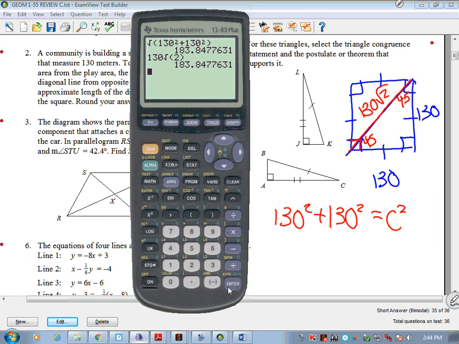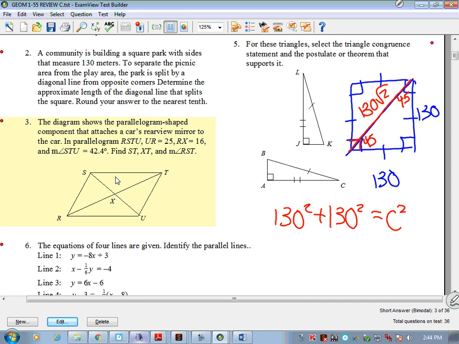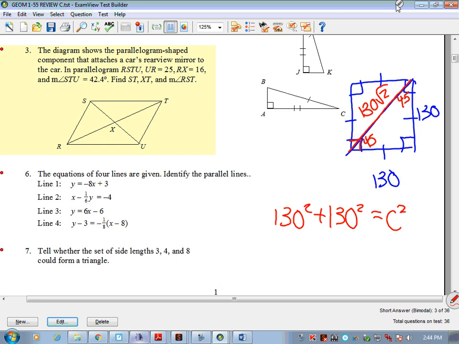So there's more than one way to find the length of that diagonal line. So I hope that that helps you out. Question number 2, that comes from lesson 33. Okay. Let's see, number 3.